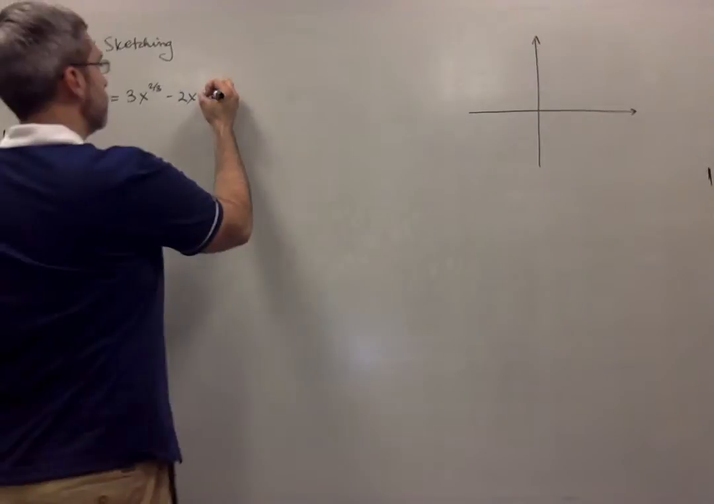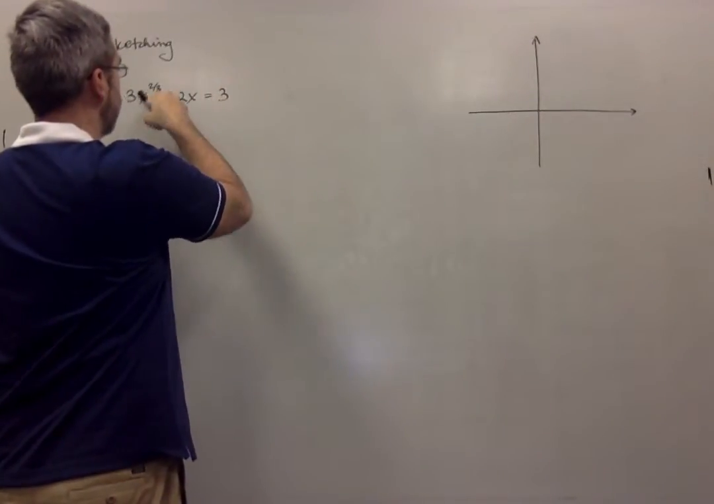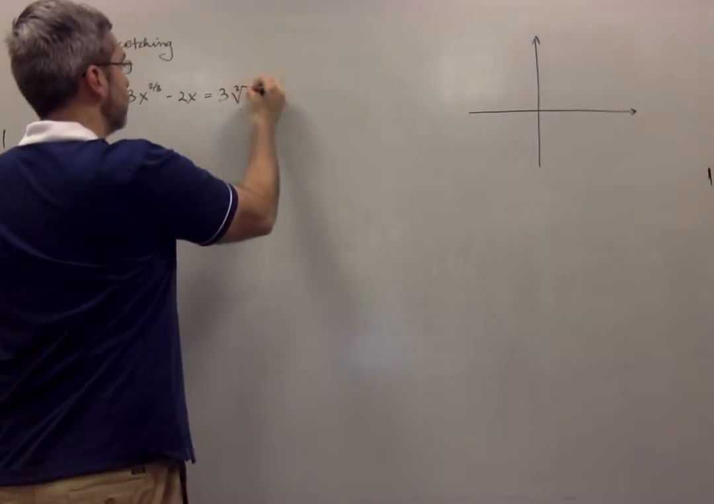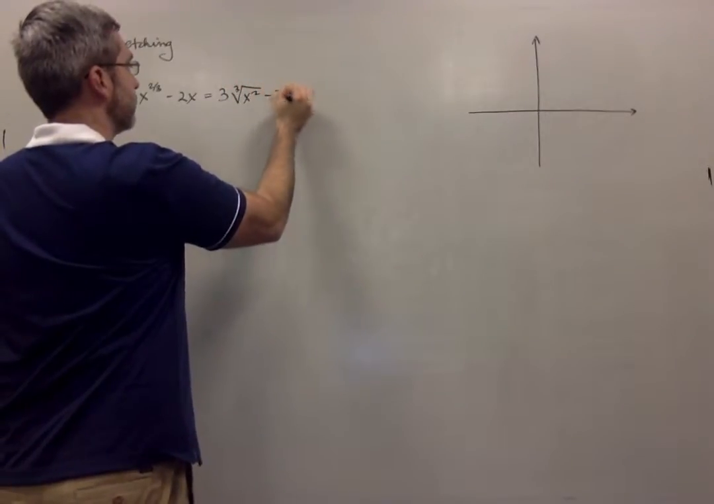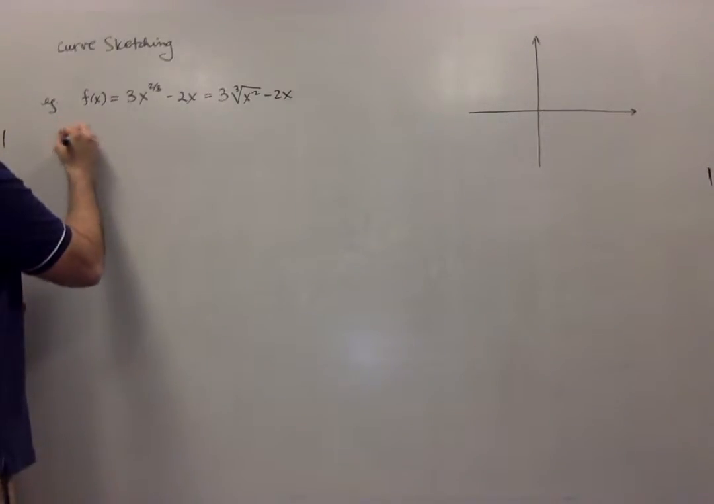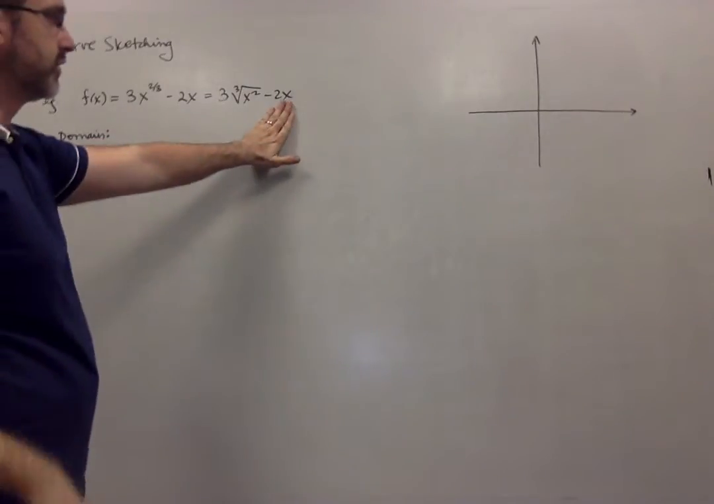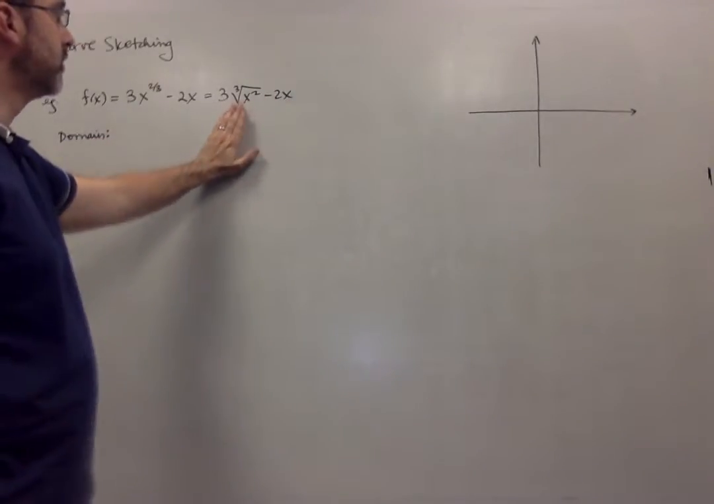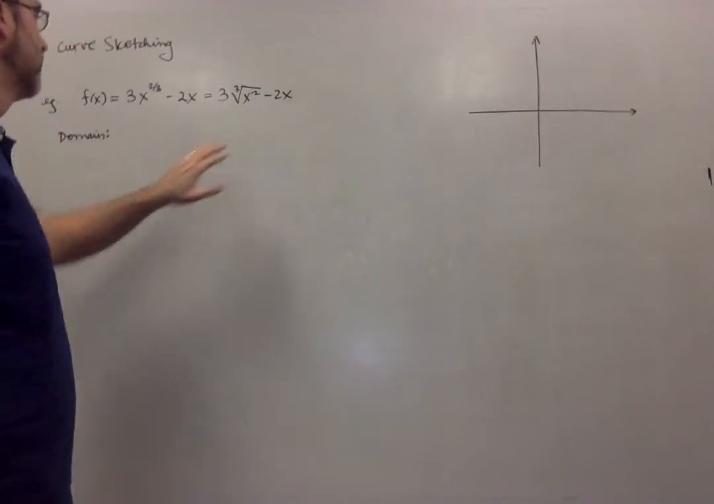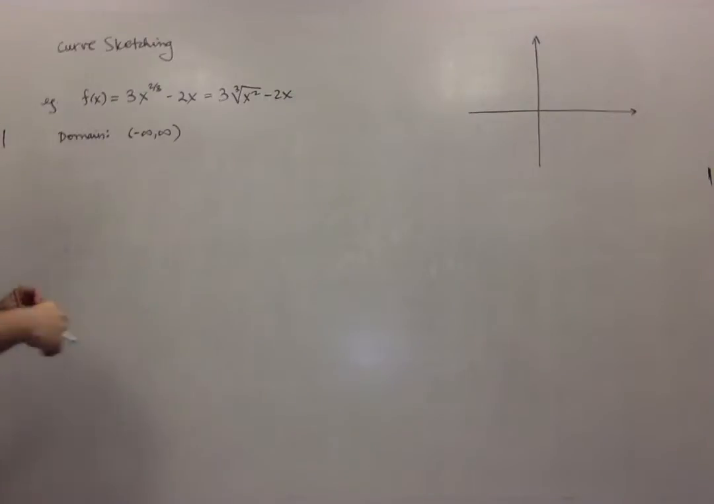Now, just so you know, because when we're plugging in, sometimes you're not comfortable with that notation. This is the cube root of x squared, in case you need to use that. Okay, so let's start with domain. Now, remember, there's no issues with this. Remember that cube roots, you can actually plug anything in. So the domain here is actually negative infinity to infinity. We have no issues with this function.